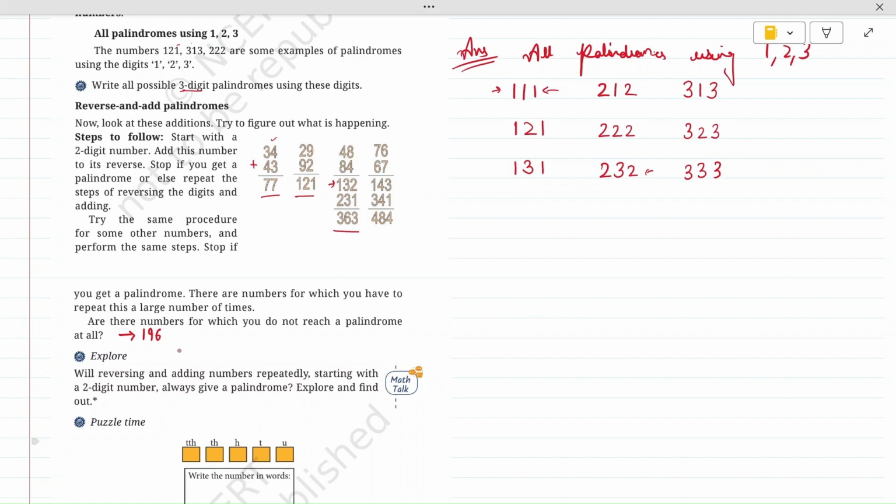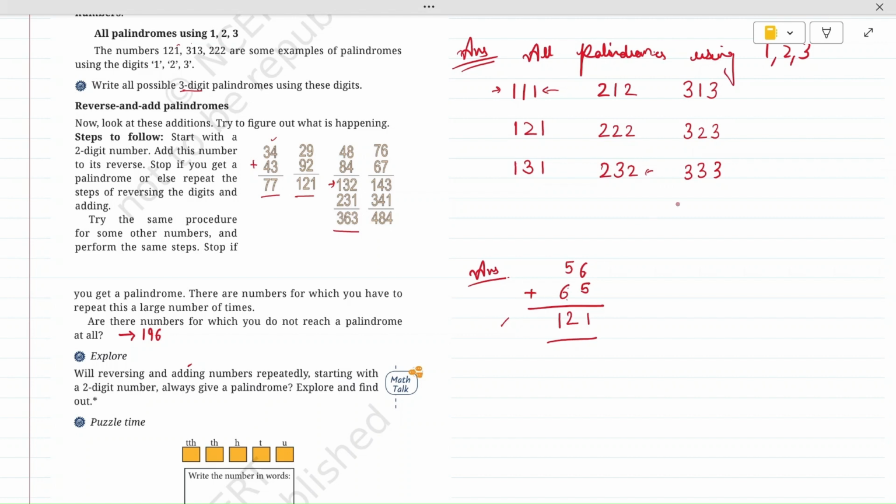So, not always. The exception to it is 196, but let us try a few other numbers also and see how it works. Let's take 56. I am reversing this to 65, and then adding it. 6 plus 5 is 11, plus this one is 121, which is a palindrome number.